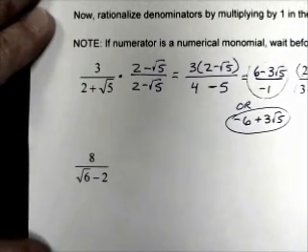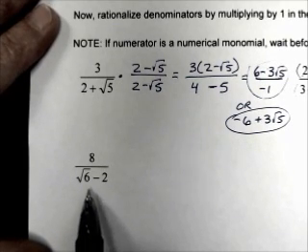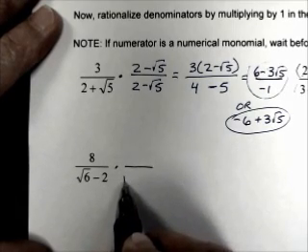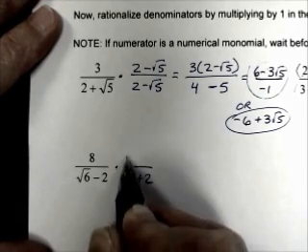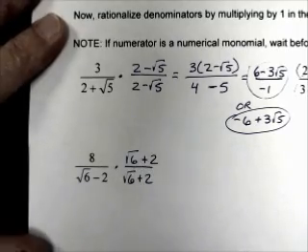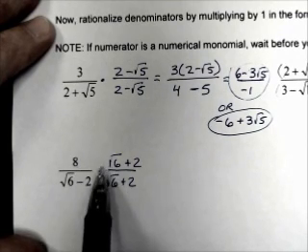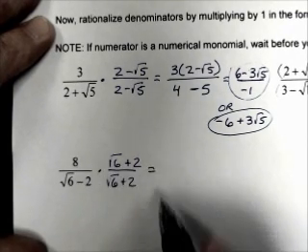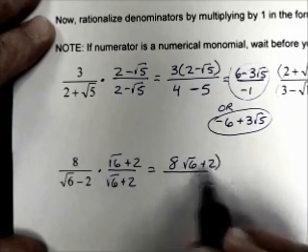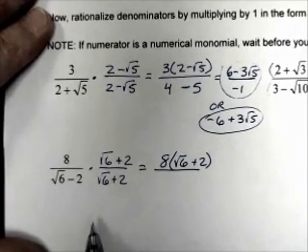And rationalizing our denominator here, we multiply by the conjugate. The conjugate of square root of 6 minus 2 is the square root of 6 plus 2. So we're multiplying by 1 in the form of square root of 6 plus 2 over square root of 6 plus 2. Since this is a numerical monomial, I'll hold off on actually distributing it. So I'll write this as 8 times the square root of 6 plus 2 in parentheses.